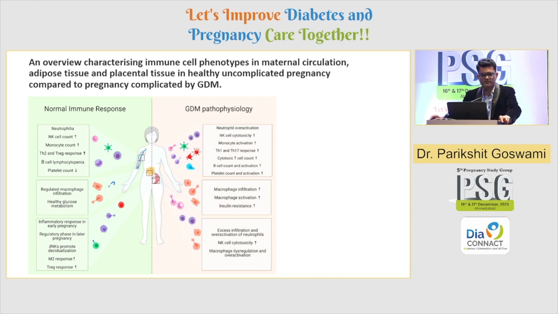But this is a normal immune response that continues the pregnancy for the next 9 months. There is an increase in neutrophil, NK cell and monocyte counts, TH2 and TREG response, B cell lymphocytopenia, and a reduction in platelet count. We have all observed that whenever we see a CBC report of a pregnant woman, we tend to see a much lower platelet count compared to normal. There is regulated macrophage infiltration, healthy glucose metabolism, an inflammatory response in early pregnancy, a regulatory phase in later pregnancy, and increased M2 and DC response. In a nutshell, all these responses will be highly augmented or dysregulated in GDM pathophysiology.